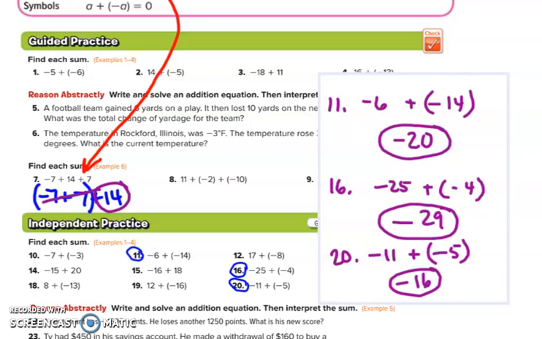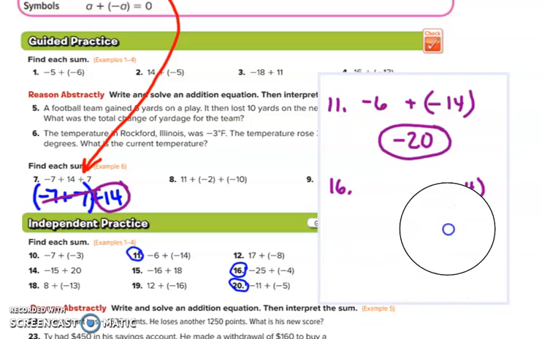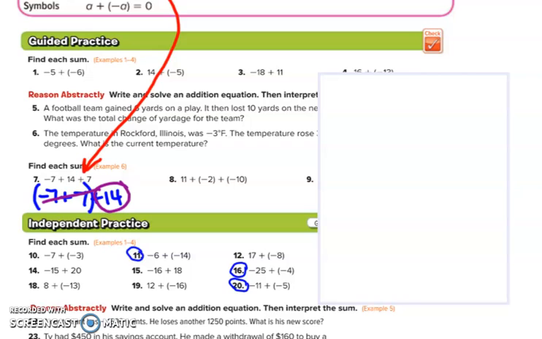Maybe we should look at a couple of them that are two different signs. Okay, so let's look at 19. 19 has got a positive 12 plus a negative 16. Okay, if I think about those chips, I'm thinking like, okay, I'm going to take 12 of these away, then I'll take 12 of these away, and I'm going to get 4 left over of those. So my answer would be negative 4.